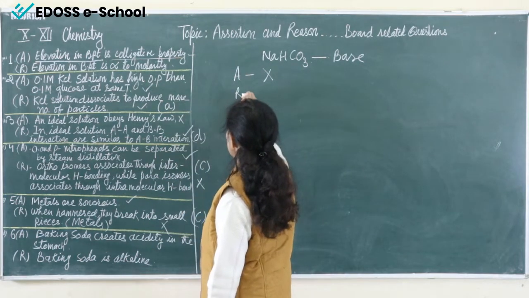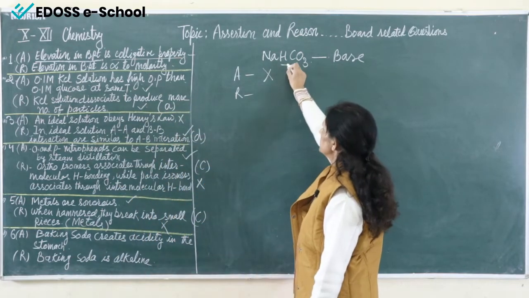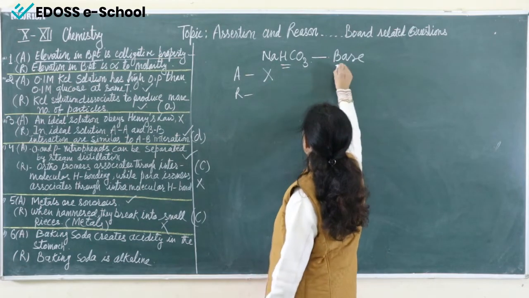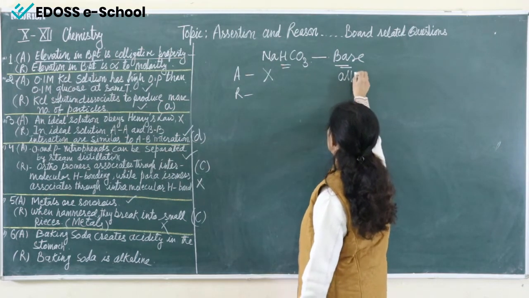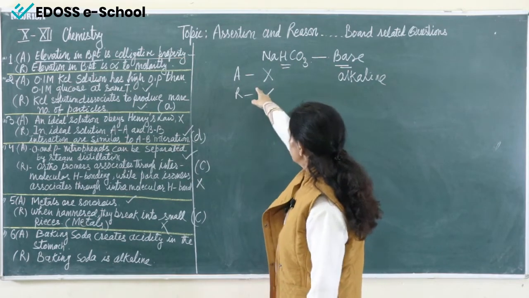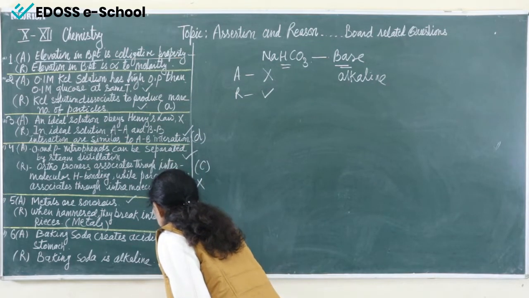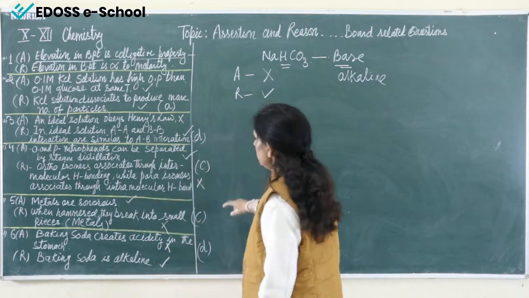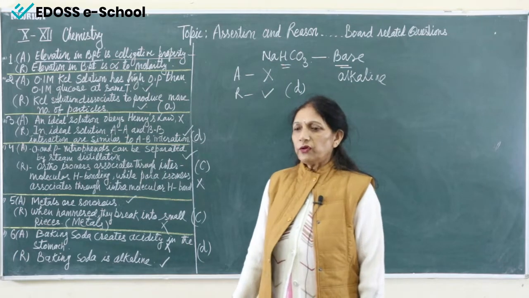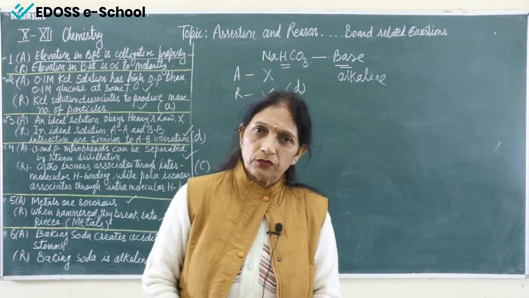And now coming to the reason. The reason is baking soda is alkaline. Because now here you can see this is the formula of baking soda, and we know this is a base and the nature of a base is to be alkaline. That means the reason is correct. So assertion is wrong and reason is correct. So this is wrong and this is right. So we will opt for option D. So here option D is correct. So in this way you can see that we can attempt assertion and reasoning type of questions. Okay, thank you.